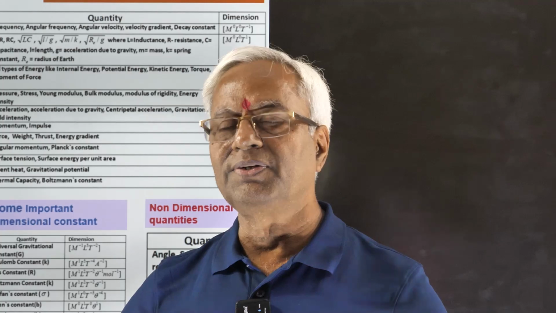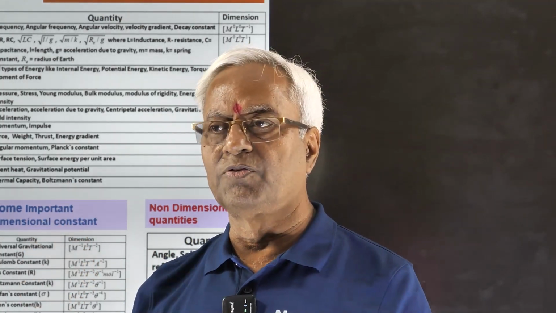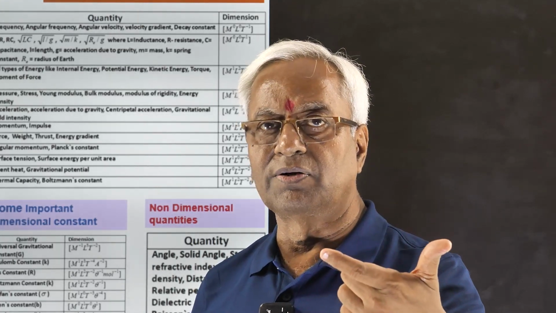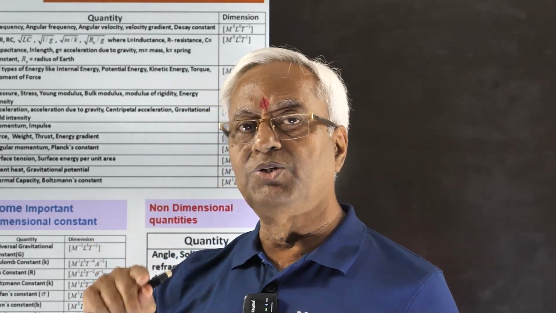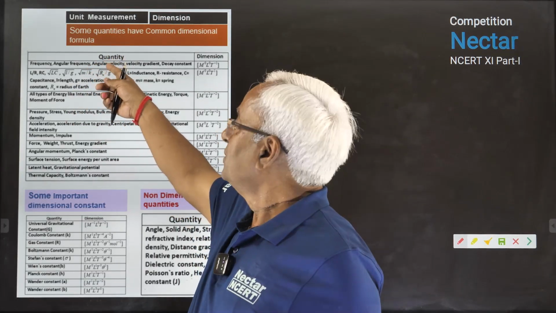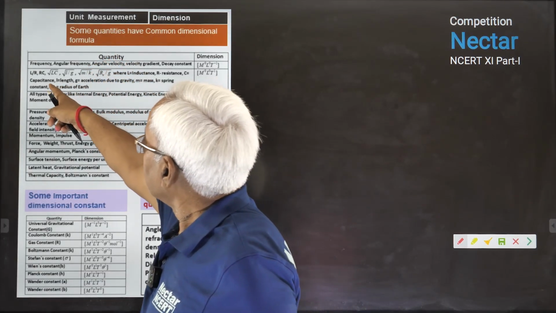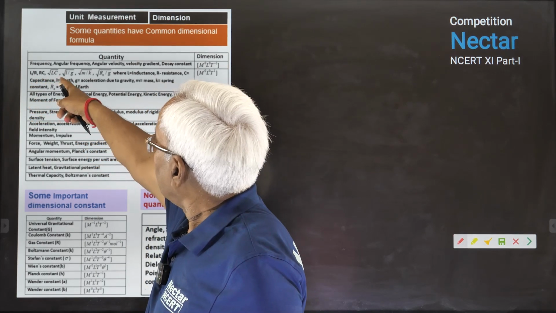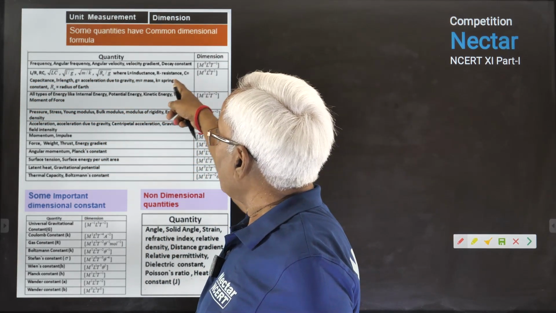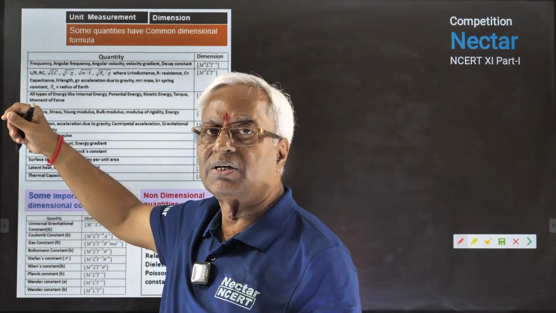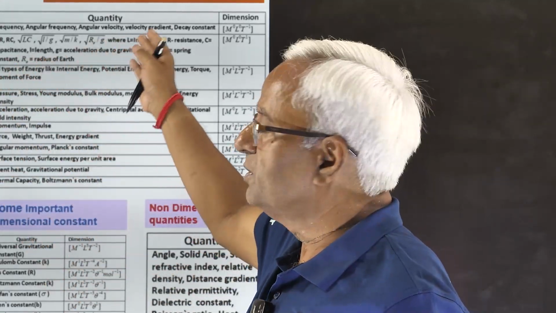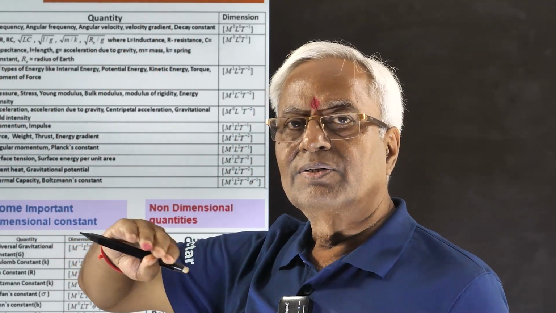There are many quantities that have the same dimension. Sometimes you find 15 combinations, 12 combinations, they have the same unit. For example, root L by G, root M by K, R, C, L by R, root R by J, these all have the same dimension. So if you just fix in your mind that these expressions will have the same dimension, then it will be easier for you.